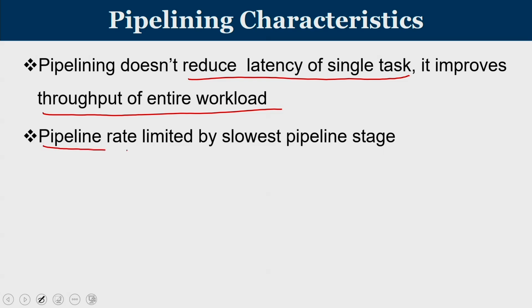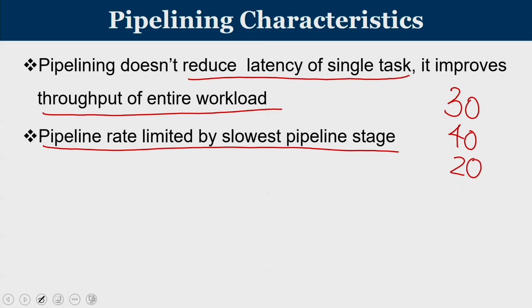And the pipeline rate is limited by the slowest pipeline stage. In the previous example, we have seen the first unit is going to take 30 units, the second one is going to take 40 units, and the last one is going to take 20 units. Considering this, I can start new work only at intervals of 40, because it is the second unit that is the slowest. The pipeline rate is limited to the slowest pipeline stage. So, in this case, at regular intervals of 40 minutes, new work can be initiated.